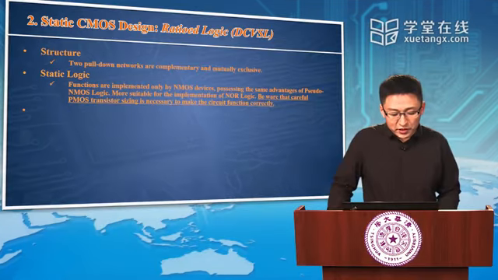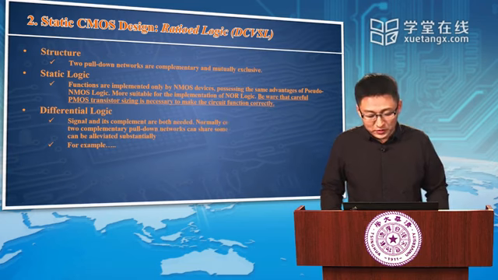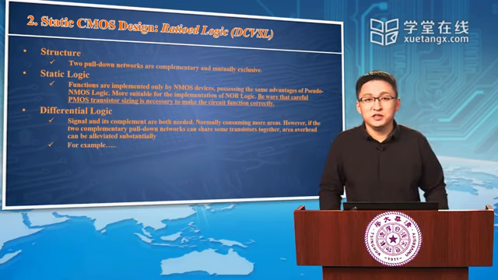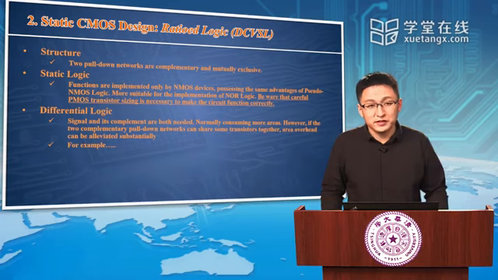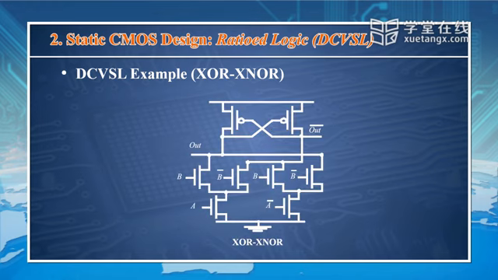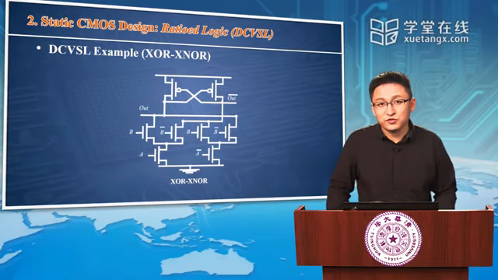Okay? And differential logic. Signal and its complement are both needed, normally consuming more area. However, if the two complementary pull-down networks can share some transistors, so PDN1 and PDN2 in some cases can share some transistors together, therefore area overhead could be alleviated substantially. For example, this one. In this case, we are going to implement exclusive OR as well as exclusive NOR. So exclusive OR and exclusive NOR can share some transistors. Therefore, can reduce the area penalty a lot.